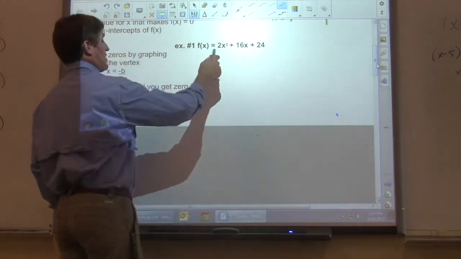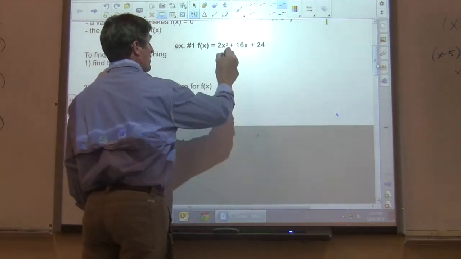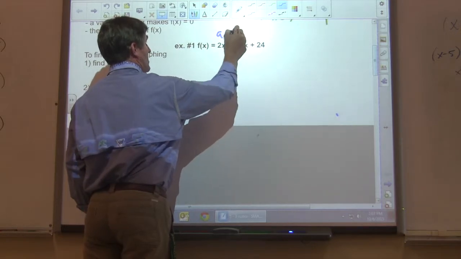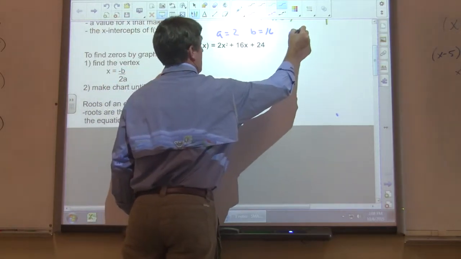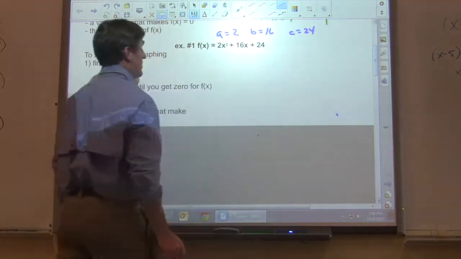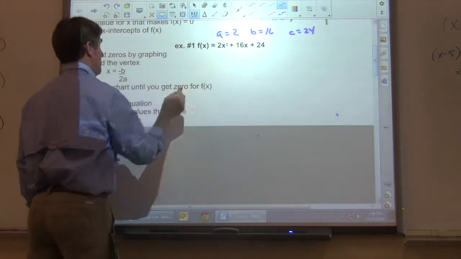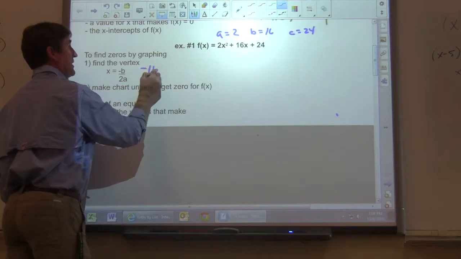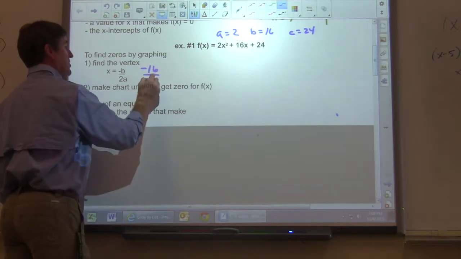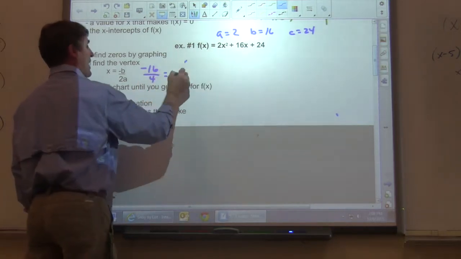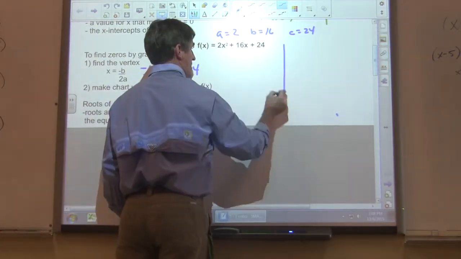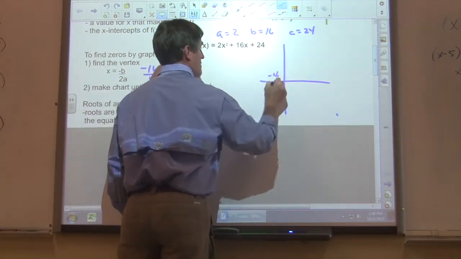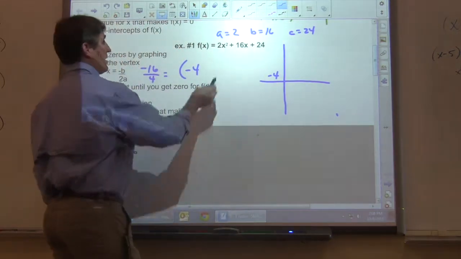So now as we do this one, again I'm going to put my values. A is 2, B is 16, and C is 24. And so we do the opposite of B. So -16 divided by 2 times 2, which is 4. And so our x value is -4. So I'm going to plug -4 in.